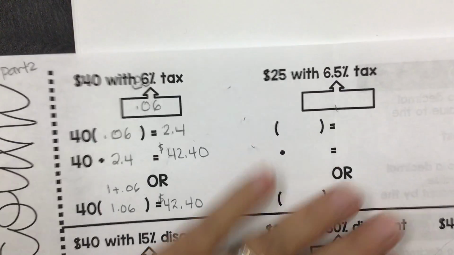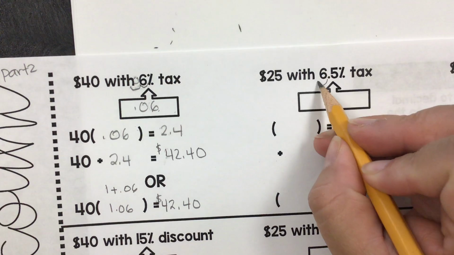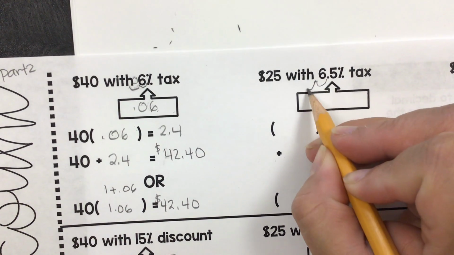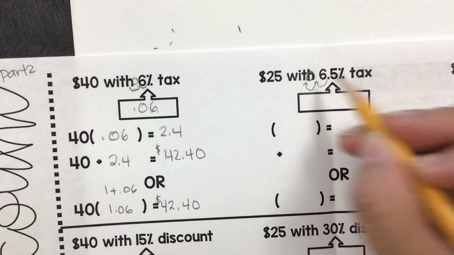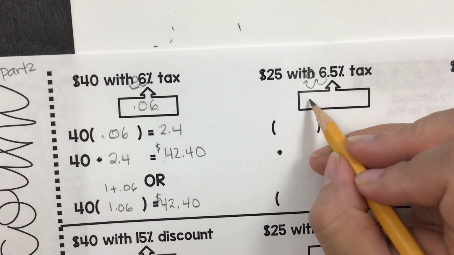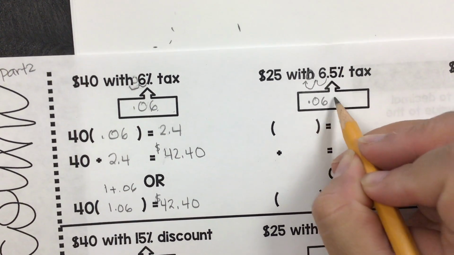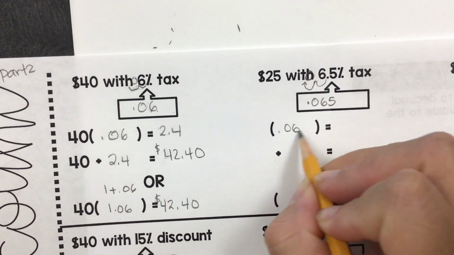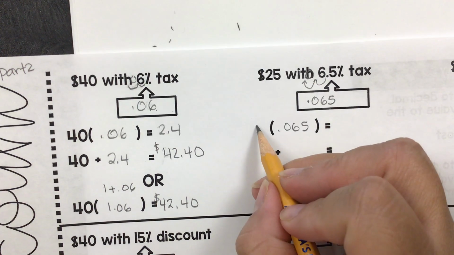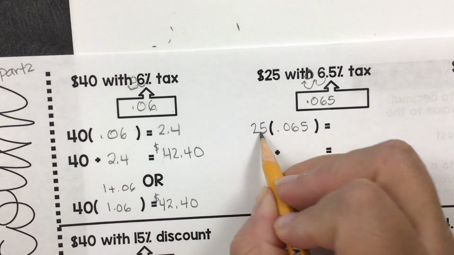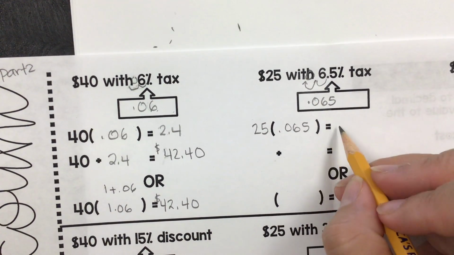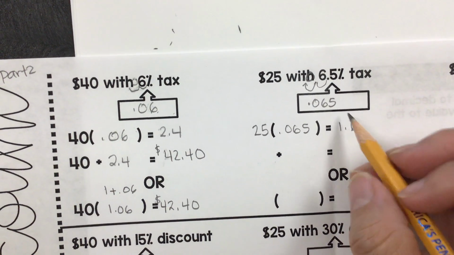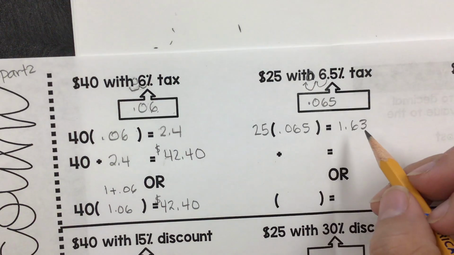So the next one, what you have to do is fix the percent into a decimal. You move it 1, 2. When there's not a value here, that is your placeholder. So this would be 0.065 as the decimal you need to use. 0.065 is going to be multiplied by the original amount of 25. When you put that in the calculator, it becomes 1.63. We're going to round up since it is money.